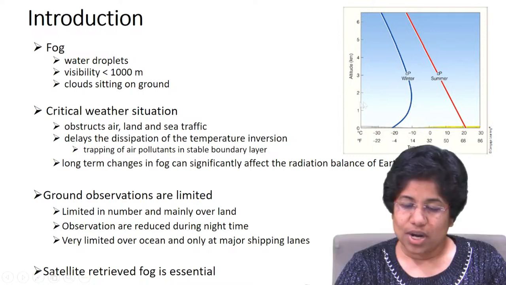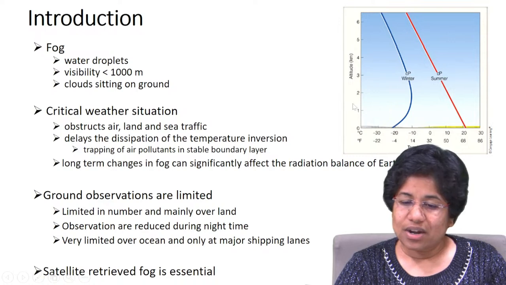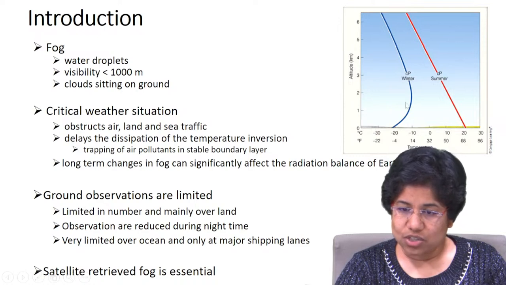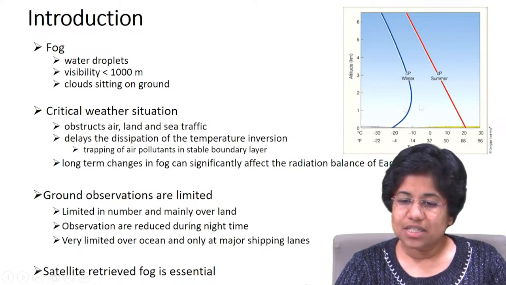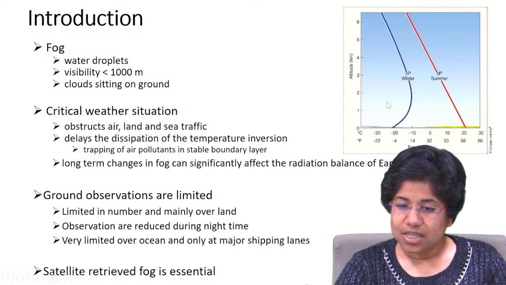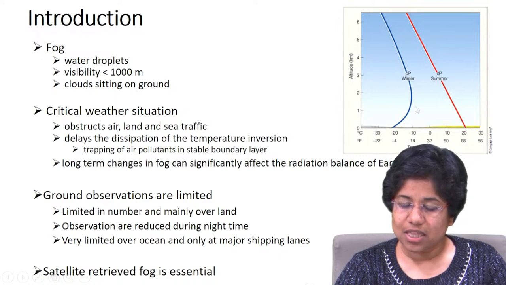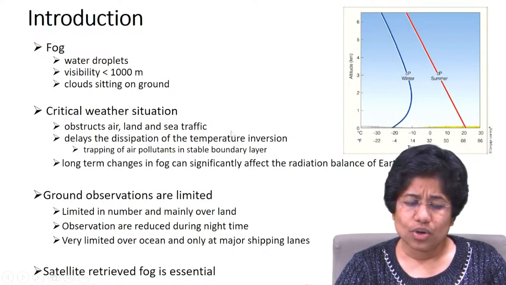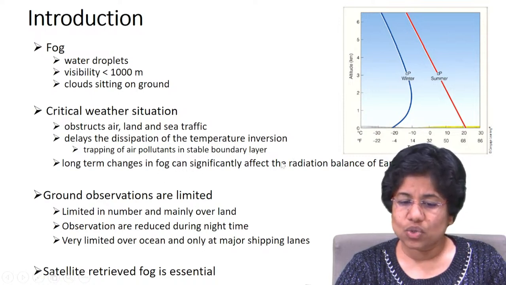Whatever air is below this inversion layer is a very stable layer, right? Because it is a stable layer, it traps the air pollutants. Because it traps the pollutants, it delays the thermal dissipation, because the radiation coming from the top, that is the sun's radiation, is reflected back. Also, any long-term change in fog or any other climatic variable can significantly affect the radiation balance of the earth, which may lead to climate change.